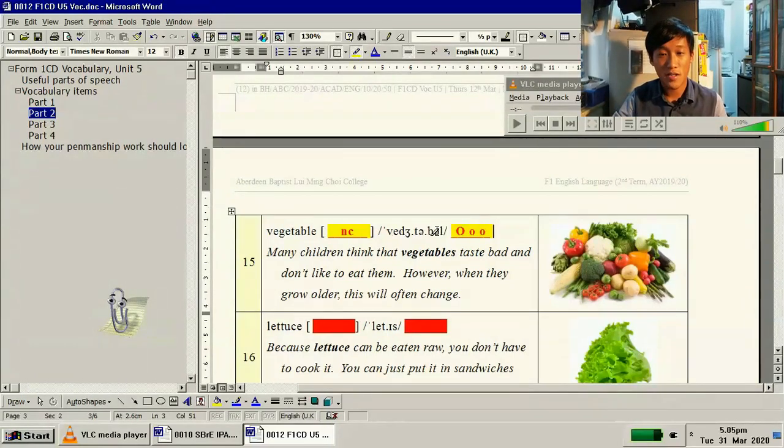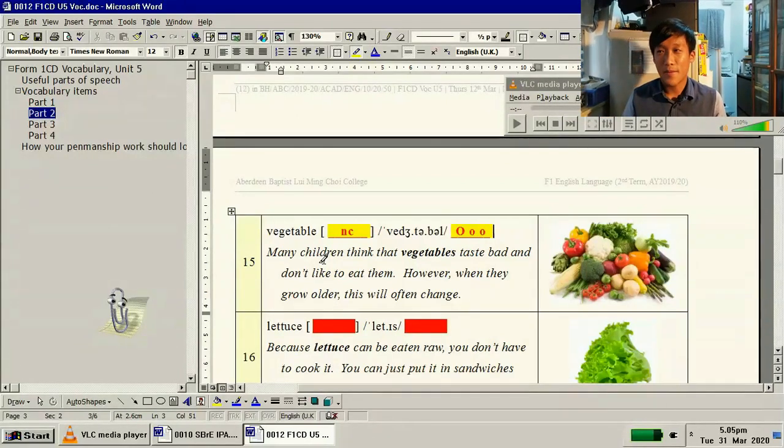Let's practice reading. Before that, maybe I should explain a little bit. Many children think that vegetables taste bad. I'm not sure if you think that vegetables taste bad. And they don't like to eat them. However, when they grow older, that means when their age is higher, like for example, now you are 12 years old.